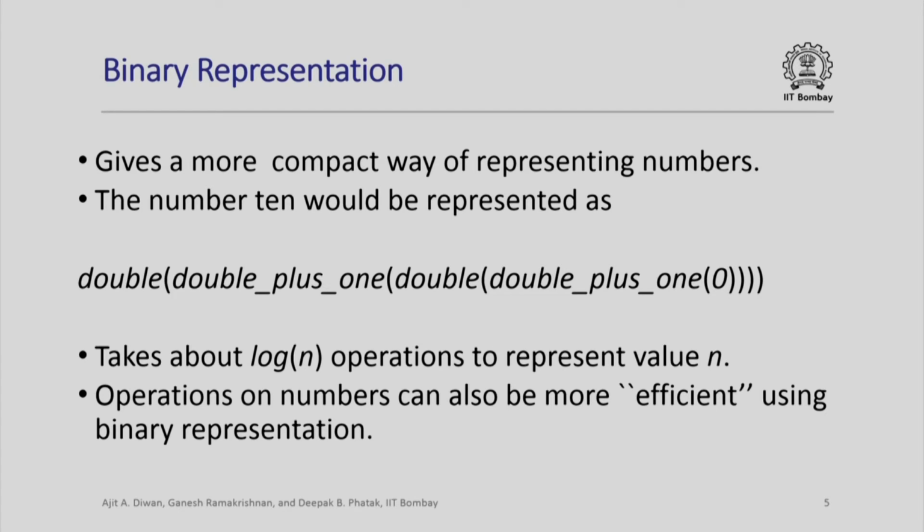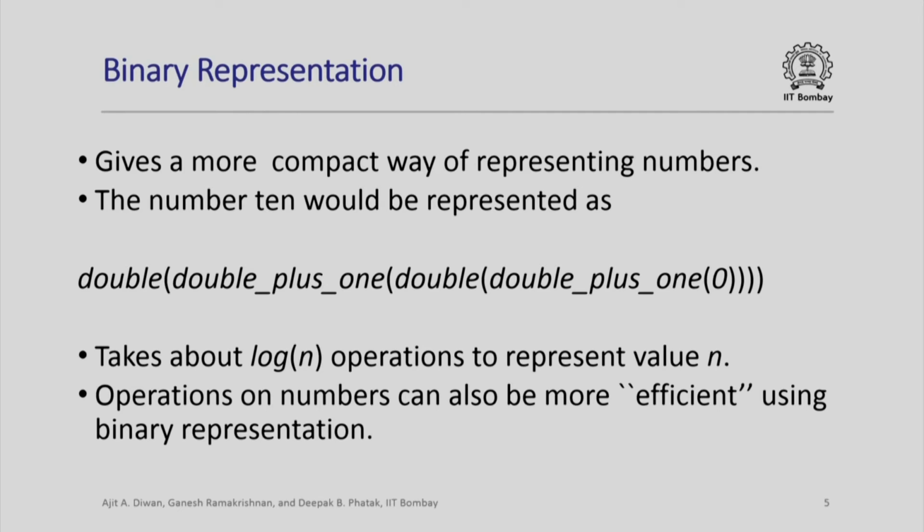For example, the number 10 would be represented as follows: we start with 0, apply double plus 1, then double, then again double plus 1 and double. Informally, double plus 1 means you double the number and add 1 to it. Double just means double the number. So, if I apply double plus 1 to 0, I get 1, then doubling that I get 2, double plus 1 again gives me 5, 2 into 2 plus 1 is 5, and doubling that gives 10.